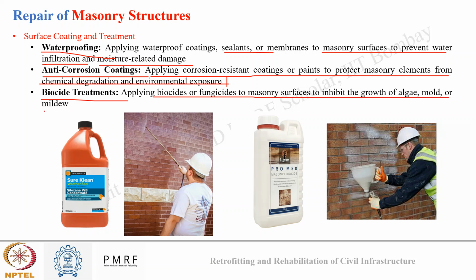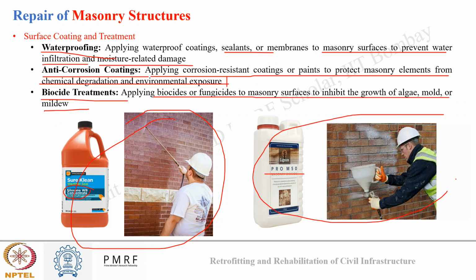algae, molds, and mildews. Okay, so here you can see in these images, siloxane based waterproofing was used on the masonry structure which was prone to moisture ingress, while a Prom 50 masonry biocide was applied in this masonry to resist the growth of algae and fungi which can lead to distress in masonry. Okay.